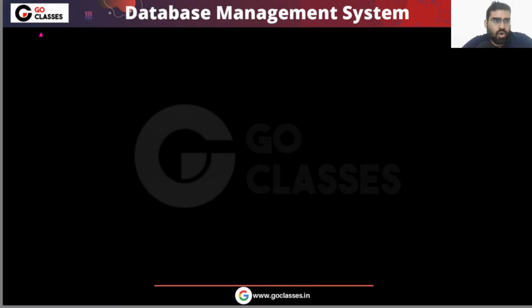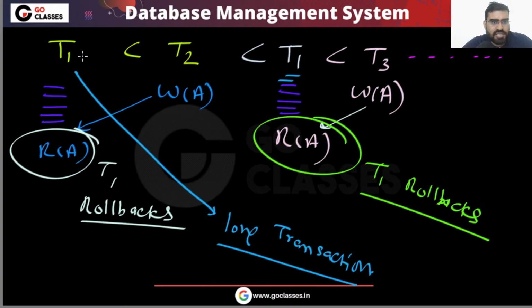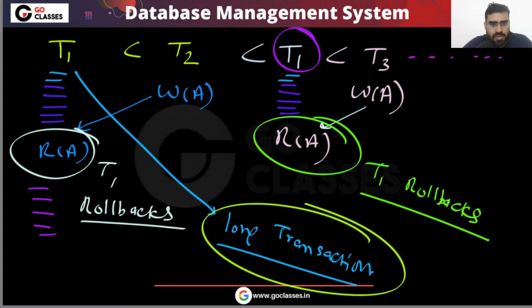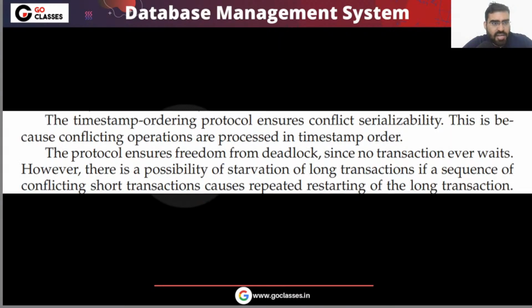Let's assume this T1 is a very long transaction. You can notice it will again come to the system, then it can again roll back because of T3. Again it will come to the system, and again it will roll back because of something new. Like this, this long transaction can roll back many times. So starvation is possible.